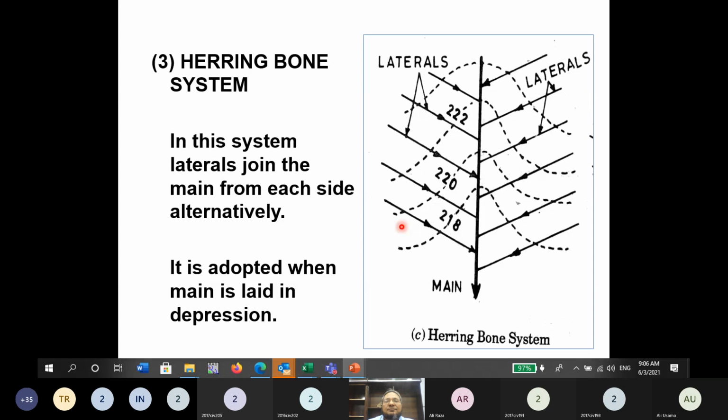Herringbone system. Again, you will see these are the contours, and what does this show? This is the contour of 222, this is the contour of 220. So it means this is again a valley, and the main tile drain is provided along the valley, and the laterals are provided alternately from left and right, and right and left. Such a fashion of tile drainage is called the herringbone system because it resembles the bone of the fish.